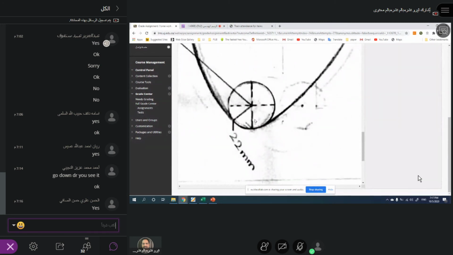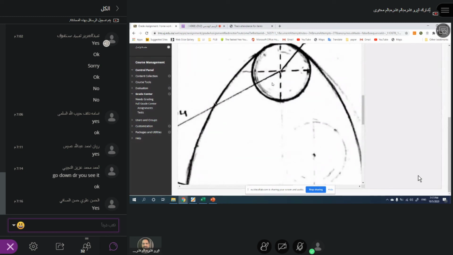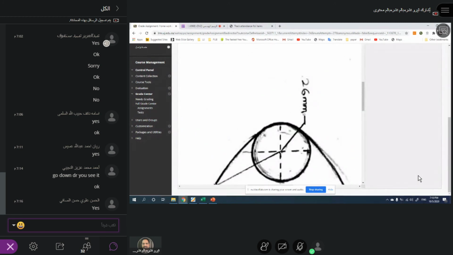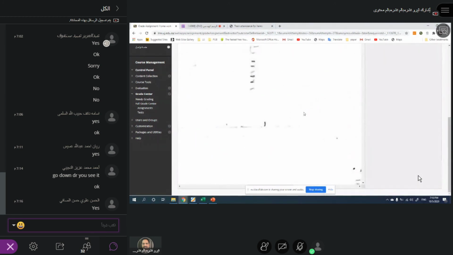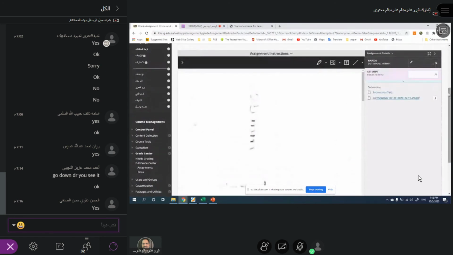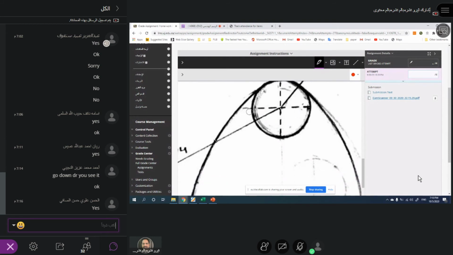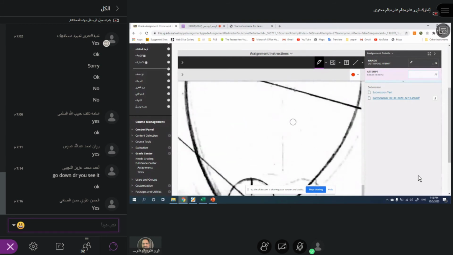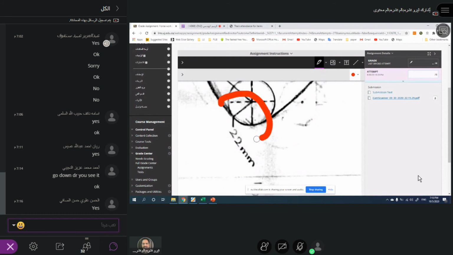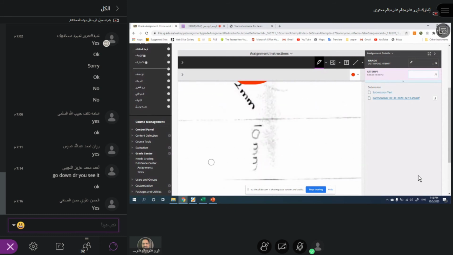I think there is something wrong with this. This is totally wrong. Then the diameter is also wrong. 26 millimeters. Do you have any explanation? Okay, let's see. Only this I'm worried about. So please improve the neatness of your drawing next time.